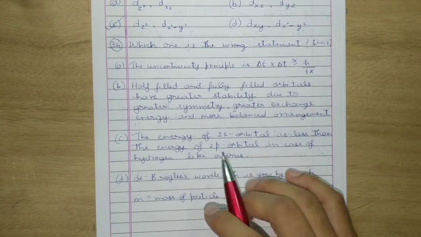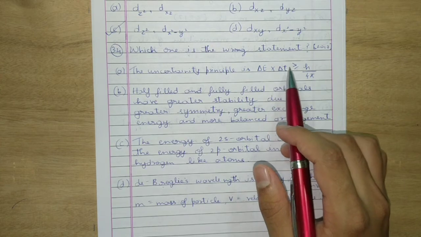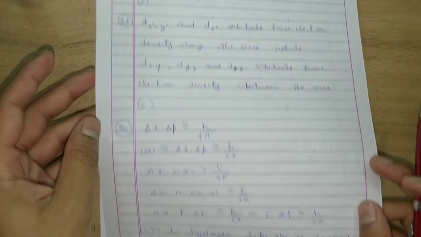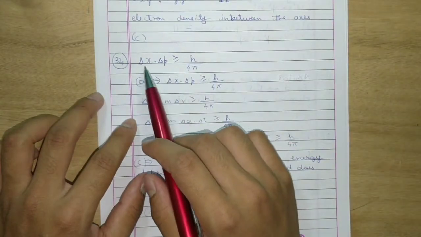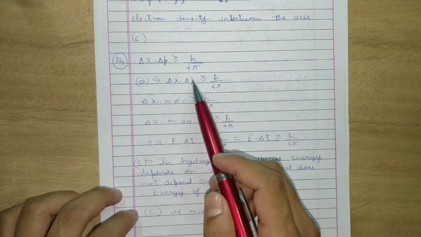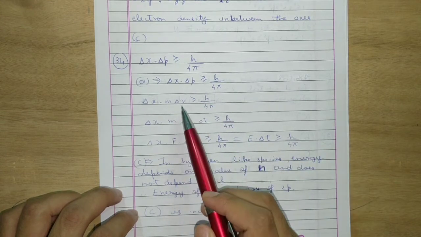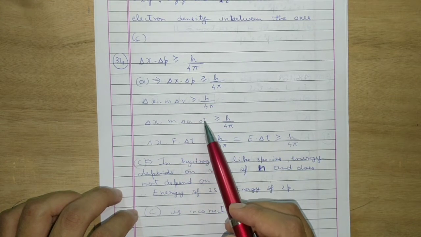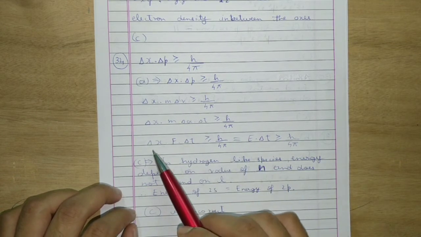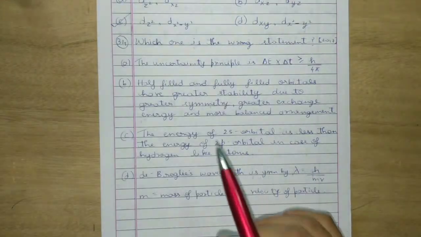34. Which one is the wrong statement? The uncertainty principle is delta E into delta T is greater than or equal to h by 4 pi. It is correct because from Heisenberg uncertainty principle, delta x into delta p is greater than or equal to h by 4 pi, and if we substitute the value of delta p, we get m delta v, and delta v can be written as delta a into delta t, m into delta a can be written as f into delta t. So from there, delta x into f is E, so we get it. Option A is correct.